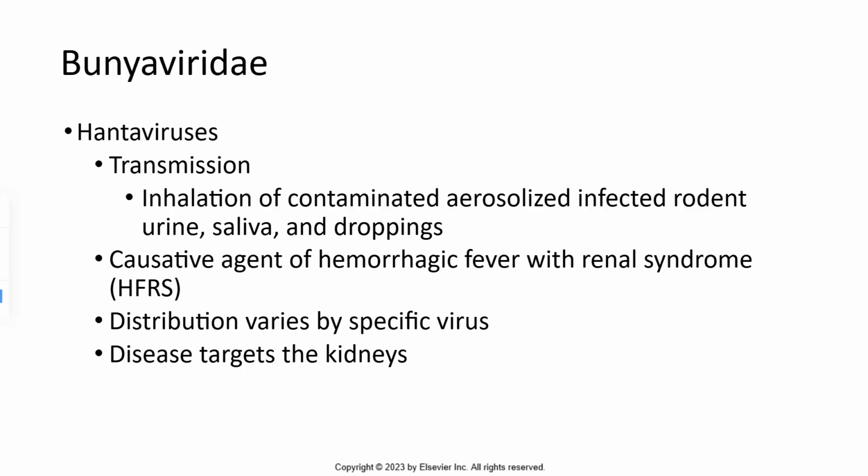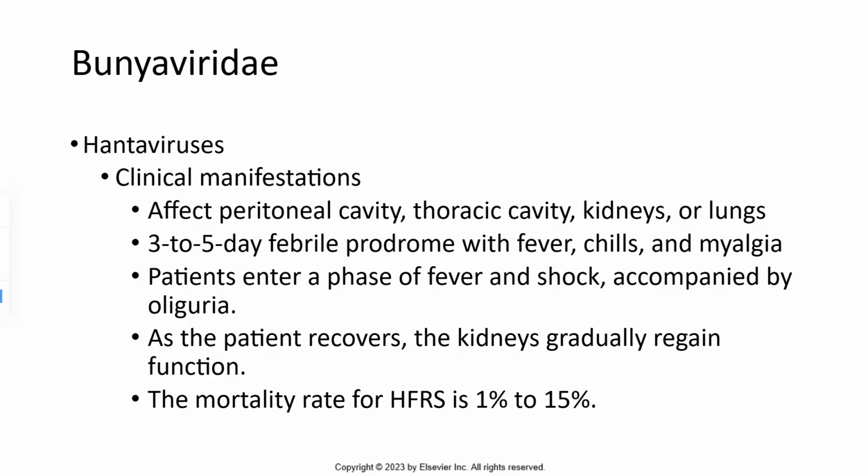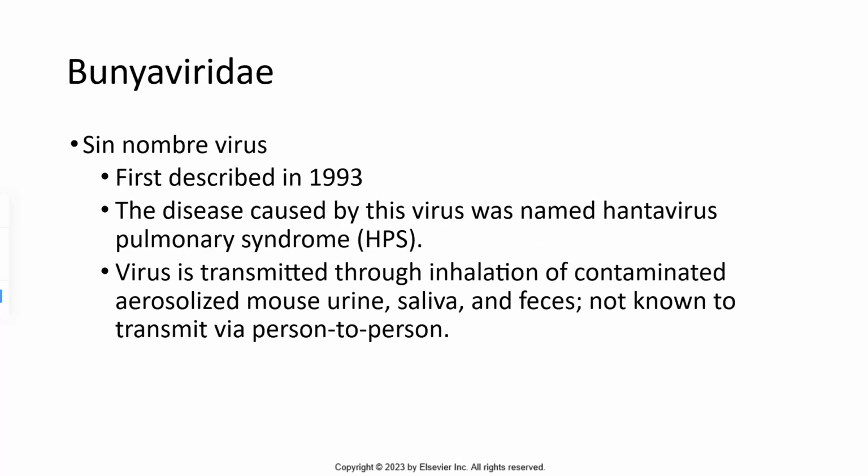If you happen to inhale the viral particles, it takes a very small amount to cause an overwhelming infection, and that infection is highly fatal. So this one is something to make a note of. Clinical manifestations affect the peritoneal cavity, thoracic cavity, kidneys, or lungs. 3 to 5 day febrile prodrome with fever, chills, and myalgia. Patients enter a phase of fever and shock accompanied by oliguria. As the patient recovers, the kidneys gradually regain function. Mortality rate for HFRS is 1 to 15%, but these can get really significant really quickly.